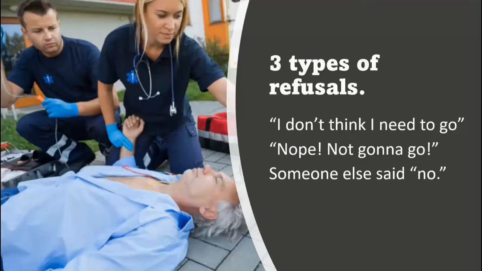If we look at patient refusals, they really fall into 3 different categories. And I like to break them down into the I don't think I need to go, the nope, I'm not going to go, and someone else said no. And here's how this kind of looks. I don't think I need to go. This is like a lift assist. Nope, not going to go. These are the difficult refusals. And someone else said no. This is when you're about to make patient contact, or you make patient contact and somebody says, I don't think they need to go, and they kind of get in the way. So we'll talk about these 3 scenarios and how you handle processing refusals for all 3.